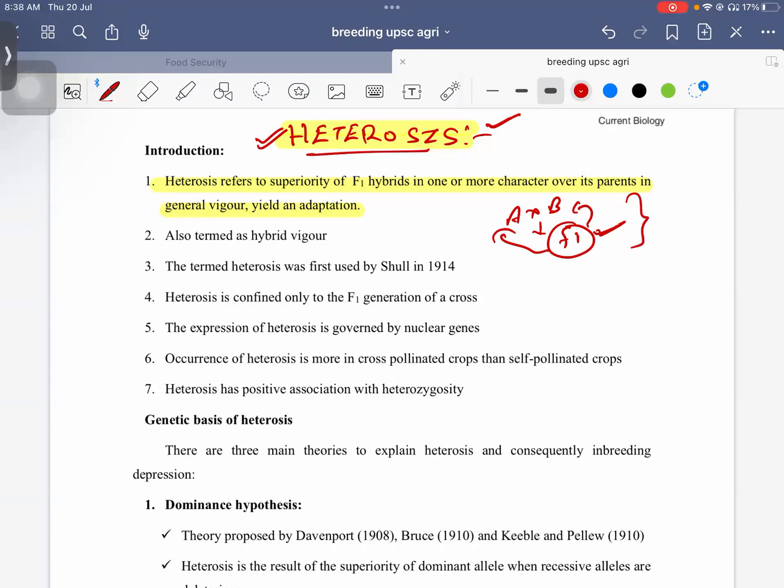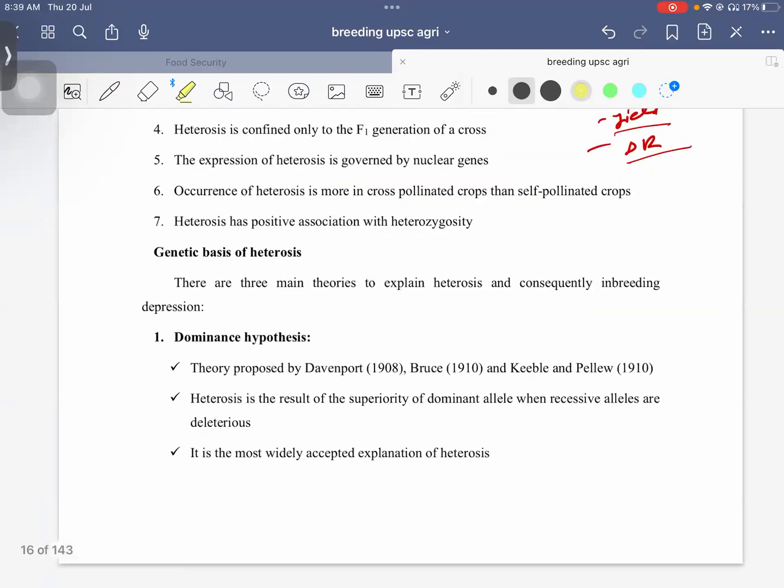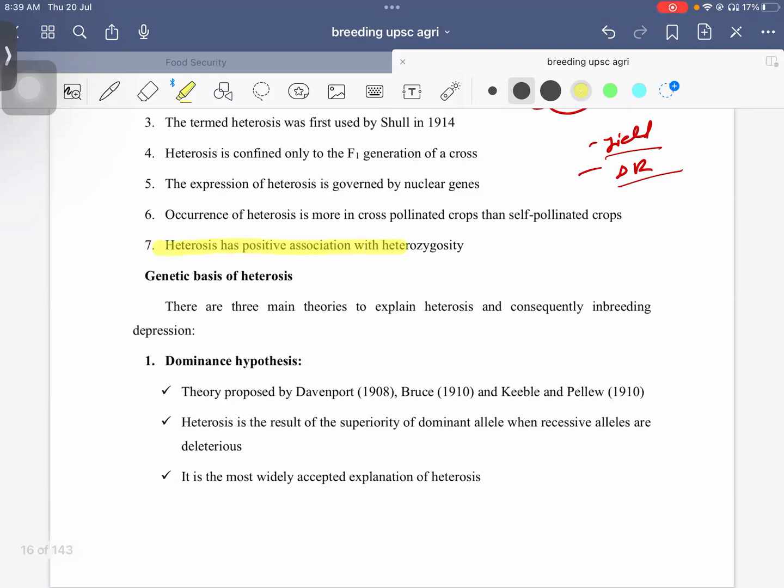It can be like yield. It can be some adaptation traits or disease resistance. Anything it can be. So other things may not be much required for the CSC. Heterosis always has a positive association with heterozygosity. Heterozygosity means capital A, small a, where different alleles are mixing.